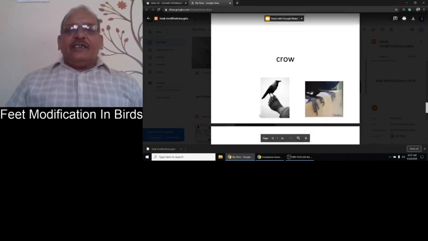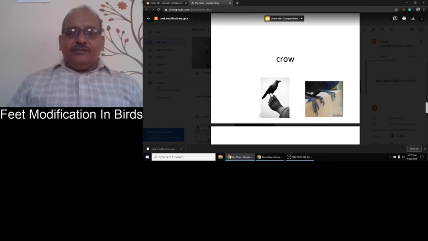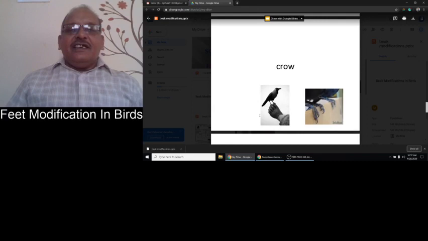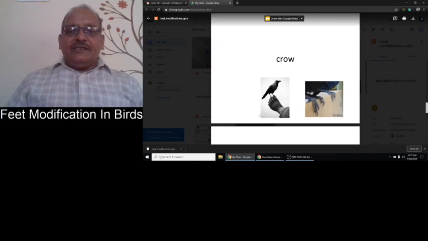This is the second type of feet called the perching feet, found in the common crow. It shows four toes, out of which three toes are in the forward direction and one toe is in the backward direction. This is to perch, as this bird is generally in aerial life. It shows a strong condition of the feet.